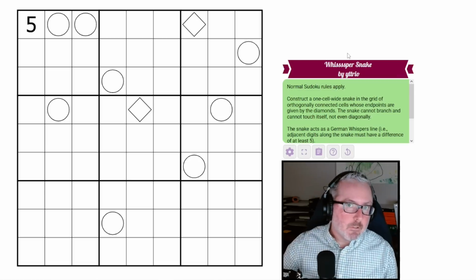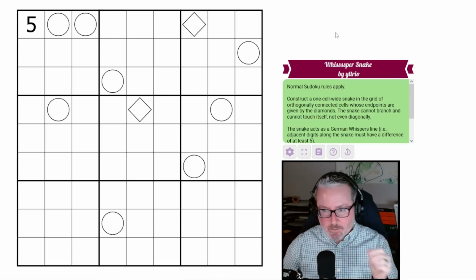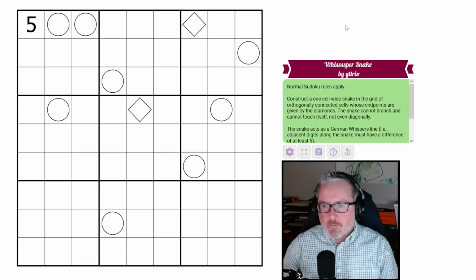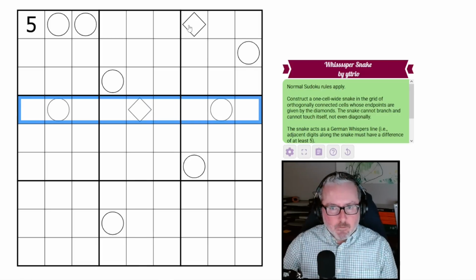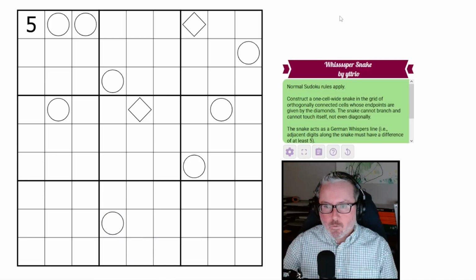I haven't read through the rules, so I don't quite know yet. But anyhow, let's get into it. So Whissssper Snake by yttrio. We've got normal Sudoku rules apply. So every row, column, and 3x3 box will contain the digits 1 through 9 once each.